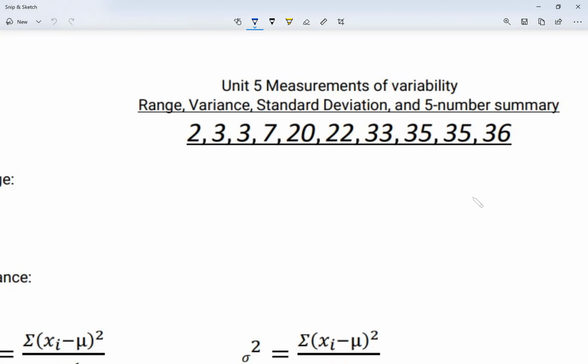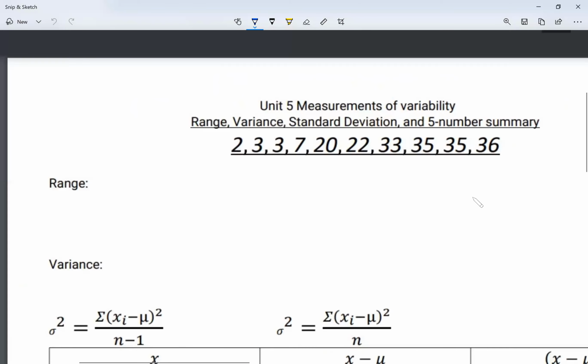Now, a large range, if the number is really big, will indicate a greater dispersion in the data. A small range, a value that is small, tells me that there's less dispersion in the data. So be like, Mr. Leonzo, what's dispersion in the data? What does that mean in English?